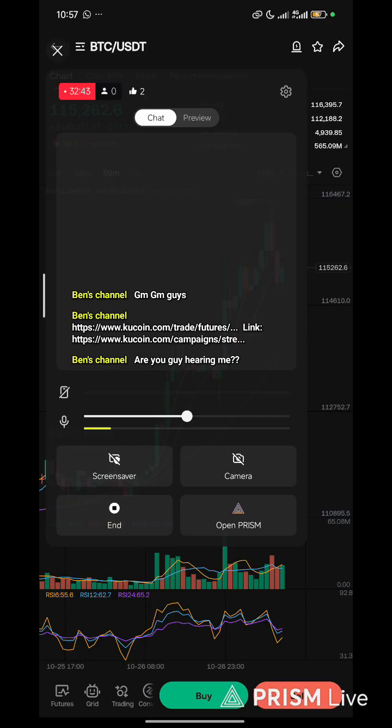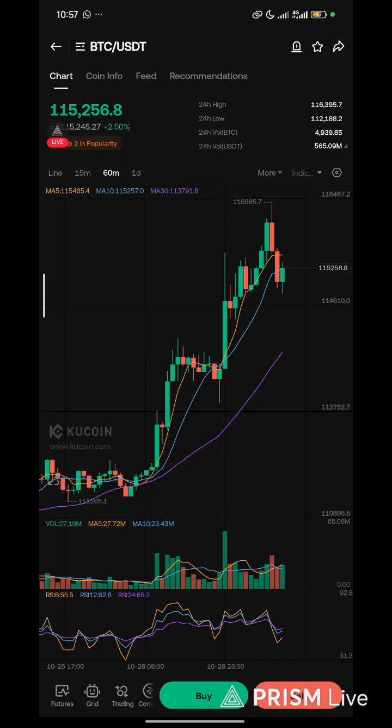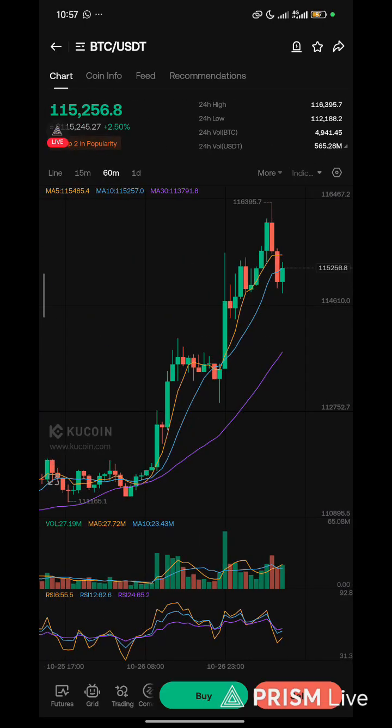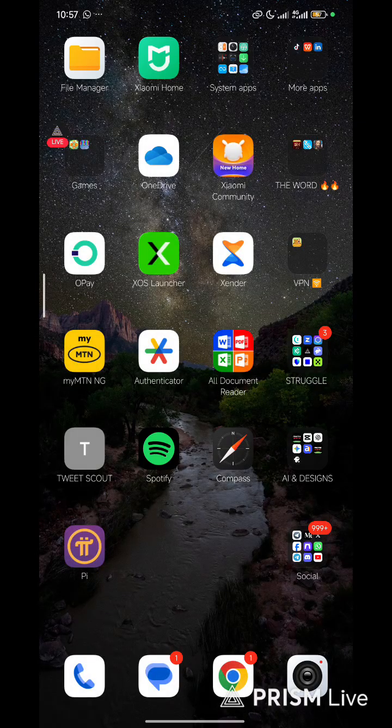So let's check something. I want to use Clanker to explain it to you. I think that coin will explain.